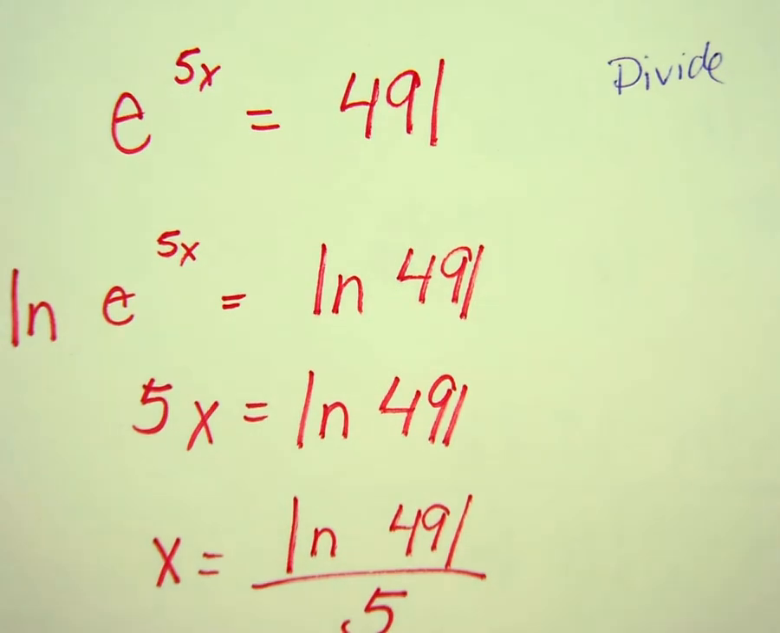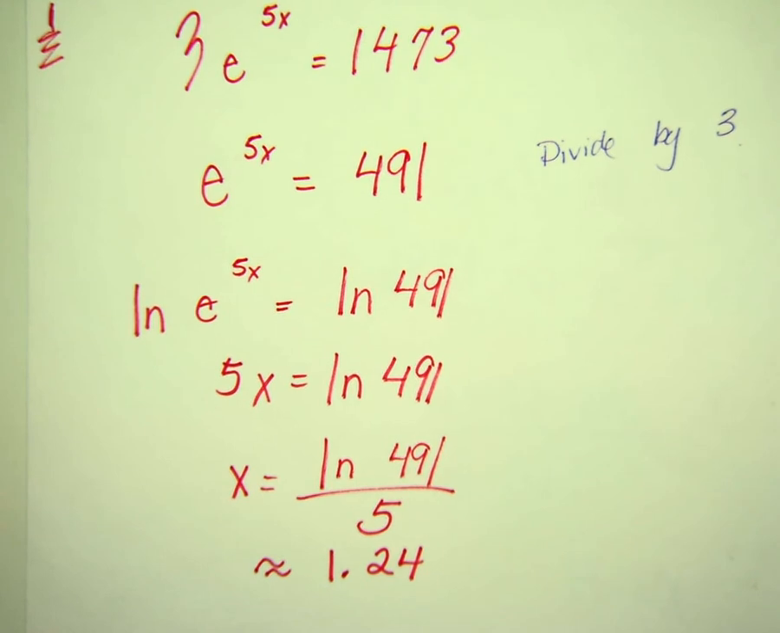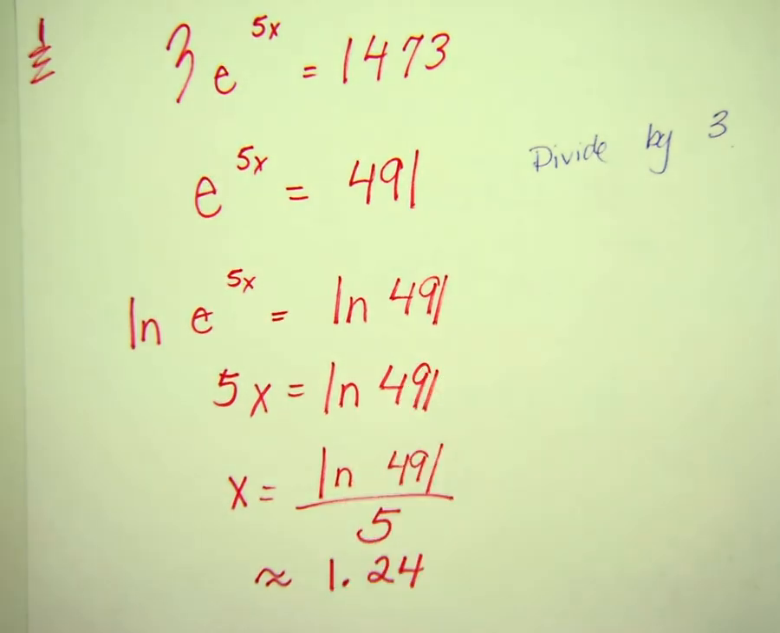Let me zoom out just a little bit. So here's the actual equation given to you: 3 e to the 5x power equals 1,473. The first thing we did was divide both sides by 3. Because of the e, we're going to take the natural log on both sides. If you recall from section 3.2, ln and e cancel each other out. So now we're left with 5x equals the natural log of 491. Divide both sides by 5, and therefore we have x.